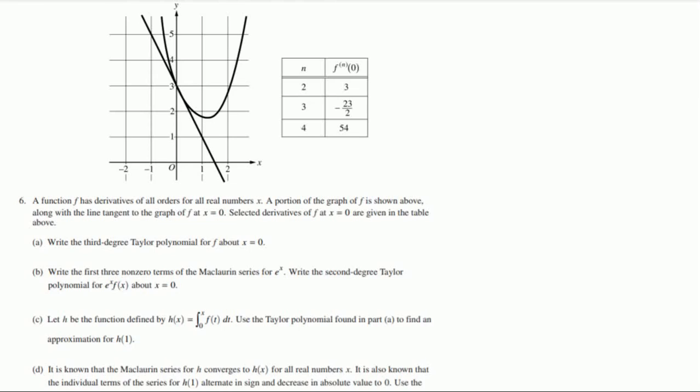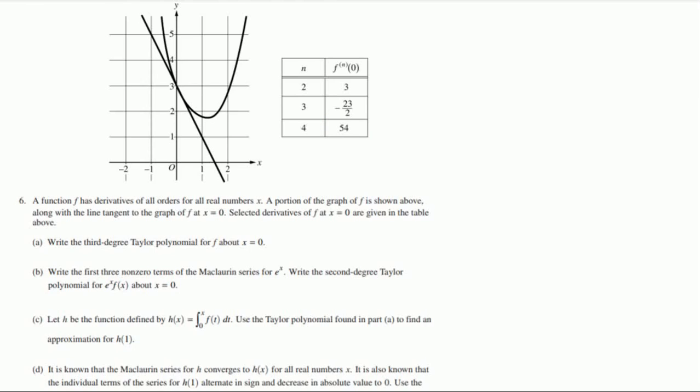All right. A function f has derivatives for all orders for all real numbers x. A portion of the graph of f is shown above, along with a line tangent to the graph of f at x equals 0. Selected derivatives of f at x equals 0 are given in the table above. These are some weird derivatives. Negative 23 halves really pops out to me as a number that's probably contrived to work out with an alternating series error bound.